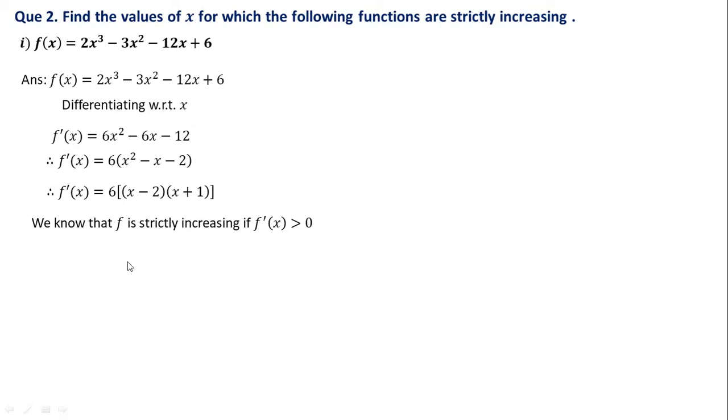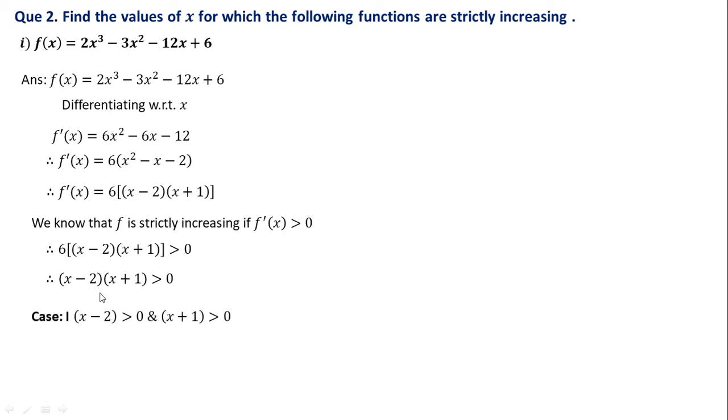Now to get the values of x, we take that here f dash x is 6 into bracket x minus 2 into x plus 1. It must be greater than 0. Now let us discuss this mathematically. So further, that means x minus 2 into x plus 1 is greater than 0, because 6 is greater than 0, no doubt. Now this is a real number, this is also a real number, and the product of two real numbers must be positive so that the given function is strictly increasing.